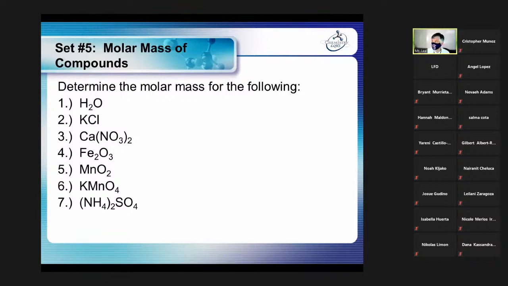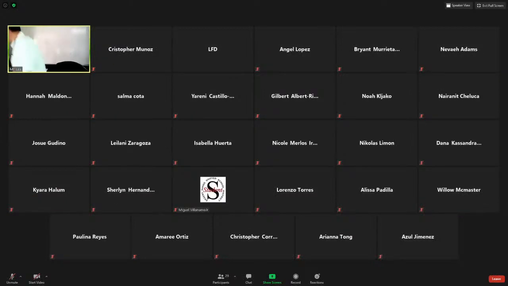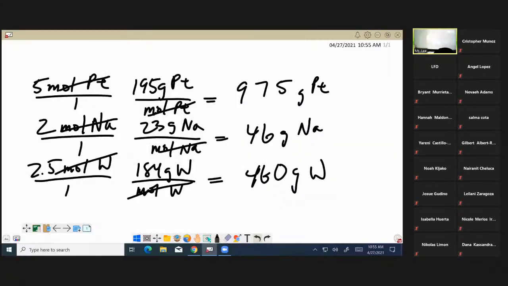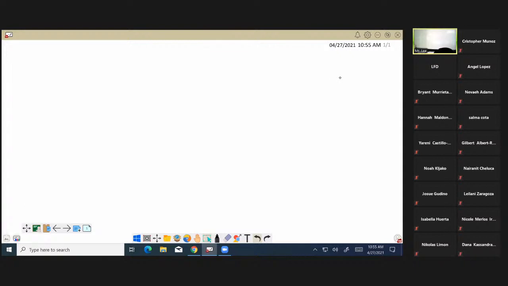So let's go ahead and go to our LFD again. Okay, so first one is H2O. We want to find the molar mass. Well, all we do is add up the individual parts. If you look at H2O, there's hydrogen and there's oxygen.